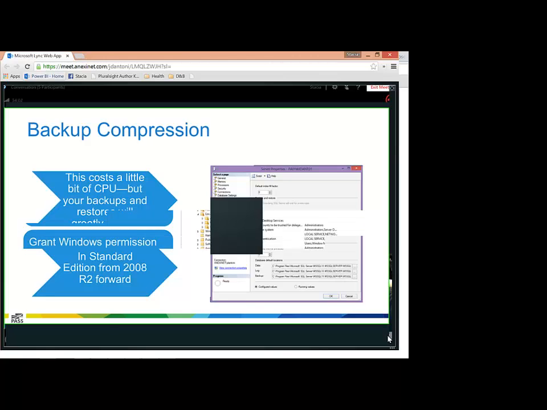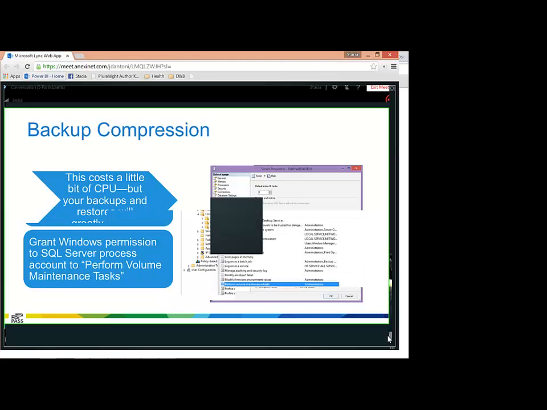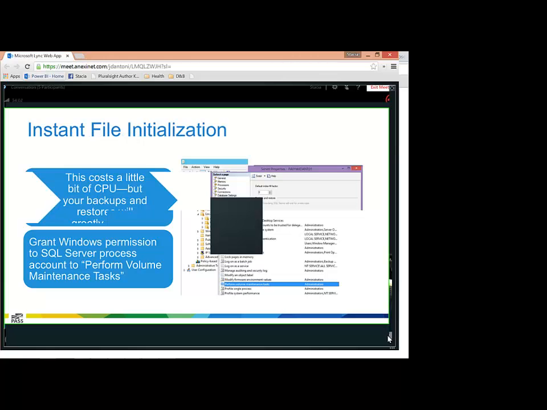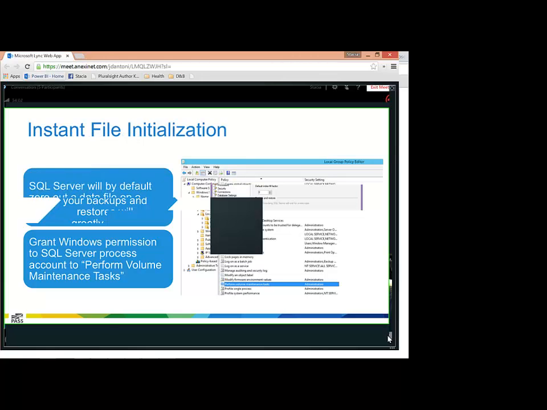So instant file initialization. We talked a little bit earlier about model and database sizes and how databases grow. By default, when SQL Server grows a data file, it's going to zero out that file. So if we're growing a file 10 gig and it has to write 10 gigs worth of zeros, it's going to take a while. Well, instant file initialization gives us the ability not to do that. It's something through the Windows operating system where we can have SQL Server just mark the end of the file. So instead of writing all those zeros, it'll just reach out to the end of the file and write a marker zero there. And this is granted at the Windows level.